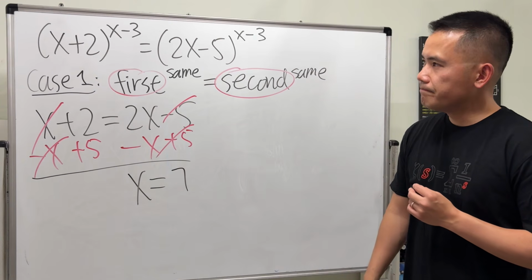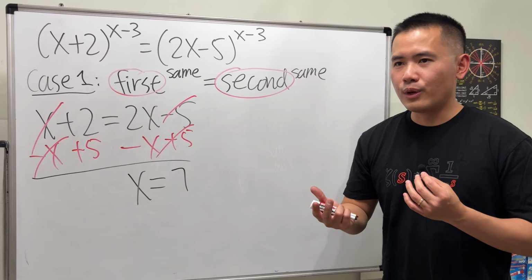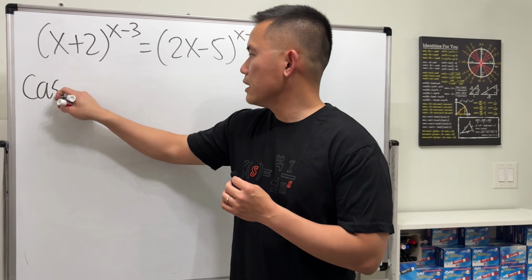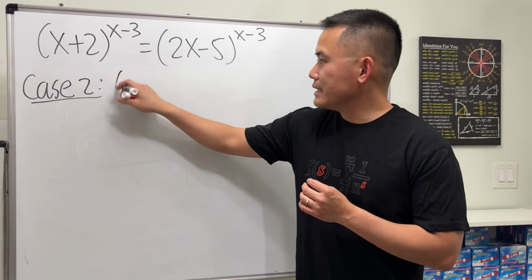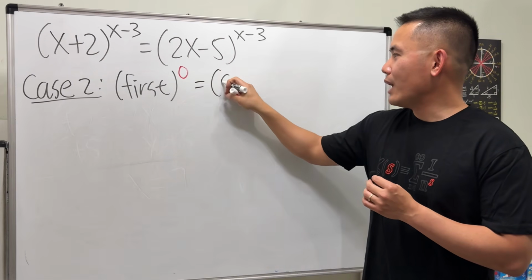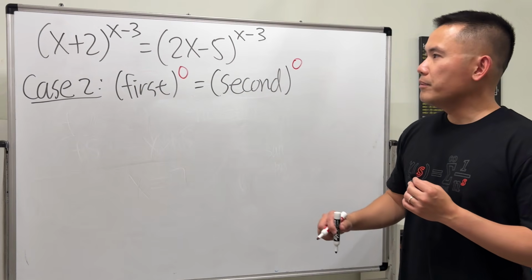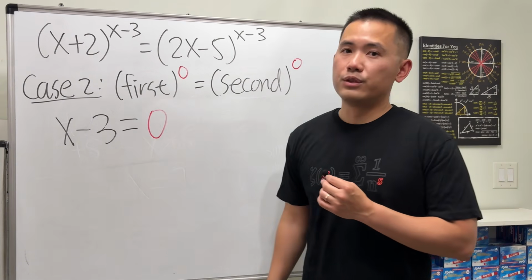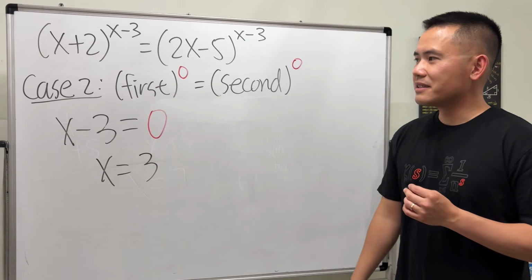Now for the next answer, well, if we can make the exponents both equal to 0, then our job is done as well. So let's have a look at that. I will say, case 2. I'm going to have the first base to the 0th power being equal to the second base to the 0th power. So that means we just have to look at the exponent, which is x minus 3, and put it equal to 0. Add 3 to both sides, x is equal to 3. So that's the second answer that we have.